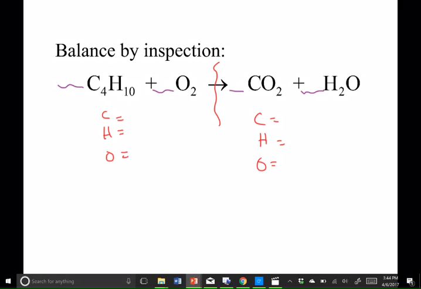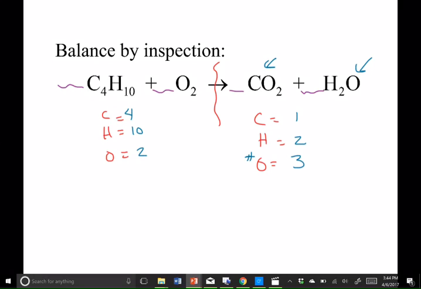So with coefficients of 1 across the board, how many carbons do we have? It looks like we have 4. How many hydrogens do we have on the reactant side? We have 10. That's a lot. How many oxygens on the reactant side? We have 2. On the product side, how many carbons? I'm liking 1. How many hydrogens? I'm liking 2. How many oxygens? I'm liking 2 here and 1 here for a total of 3. So that's what we have to start out with, coefficients of 1 across the board.